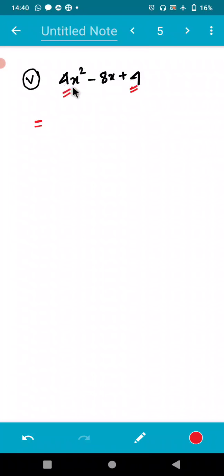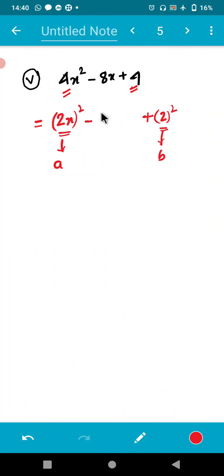So how to convert 4x square? In place of 4, what can we write? 2x whole square. That means if you multiply 2x into 2x, you will get again 4x square. Now this 2x we will consider as a. Now here we have minus sign, we'll give minus sign. Now we'll leave some gap, then put plus sign here. In place of 4, we'll write 2 square. So it's looking like b square. So we'll consider this 2 as b.